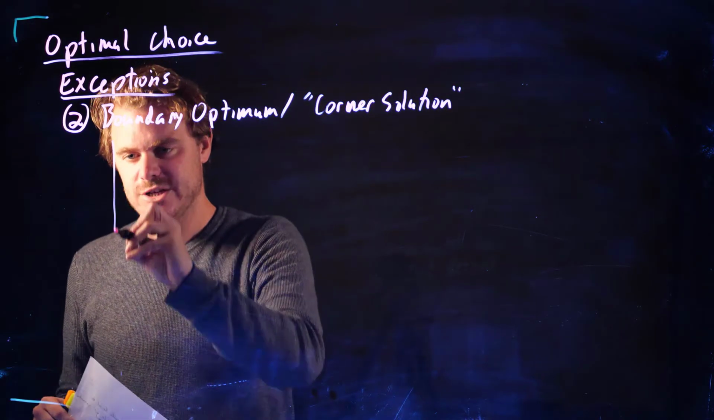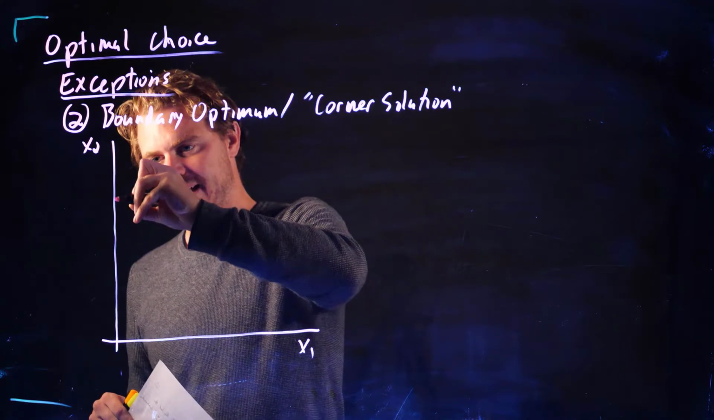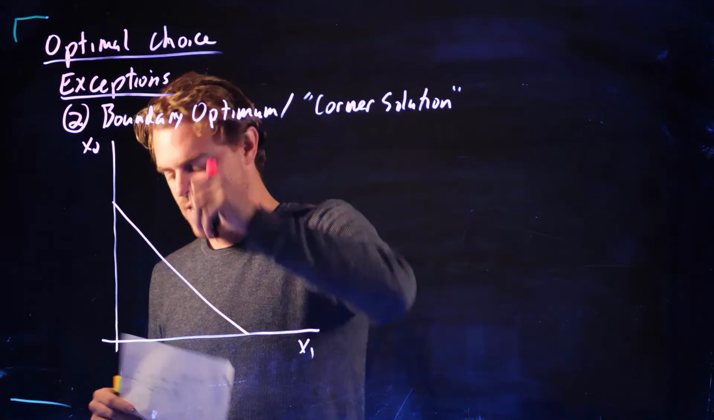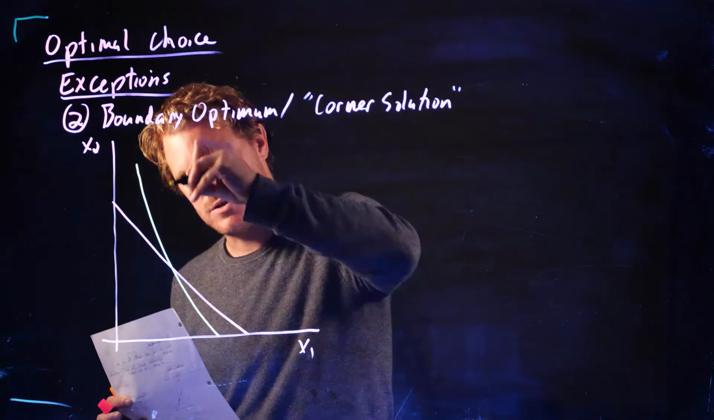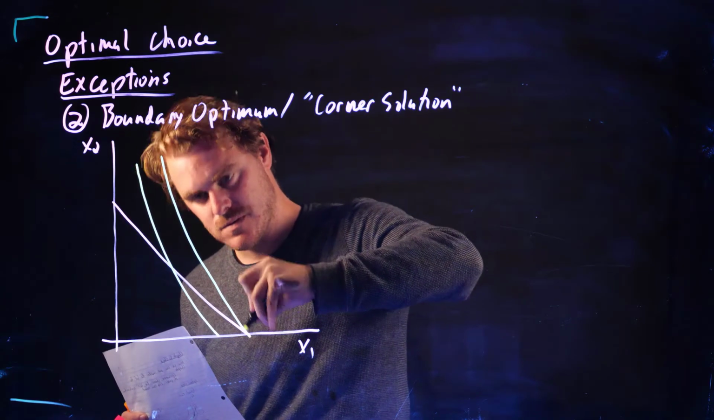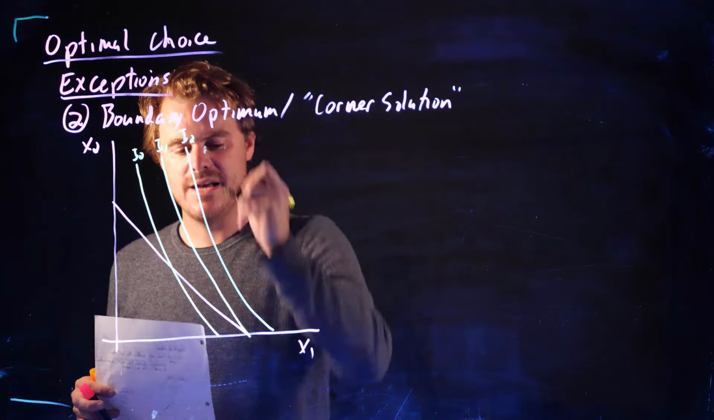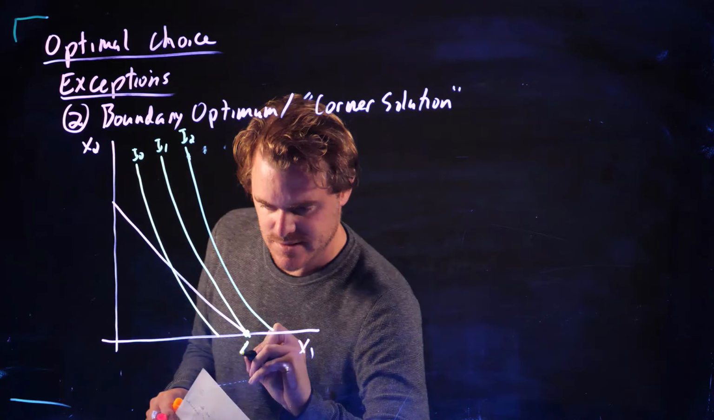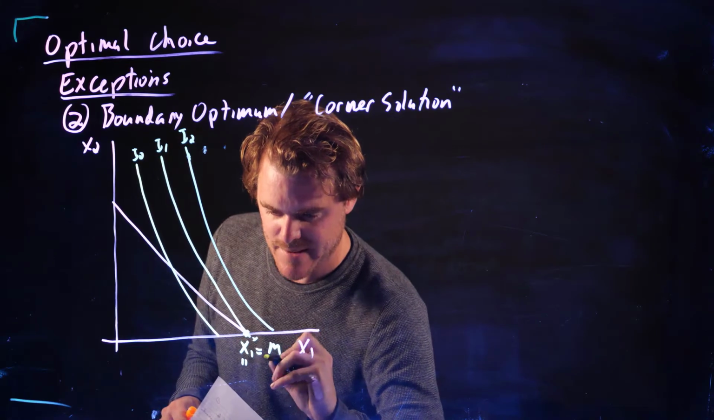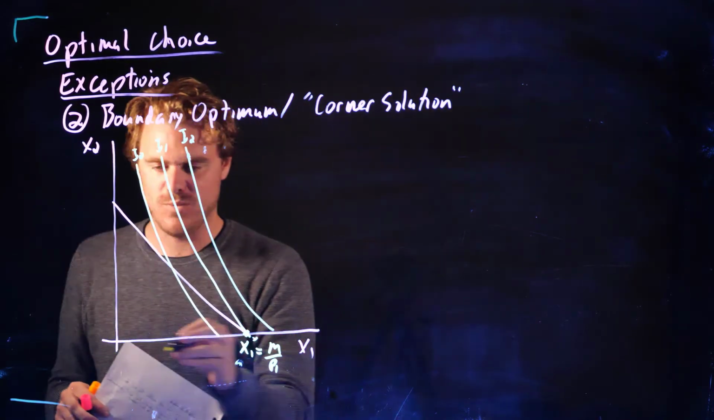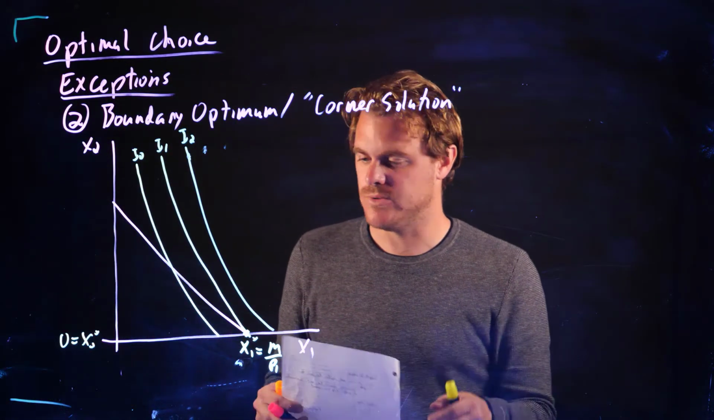And so we can draw a typical example of where this might happen. Here's amount of good 1, amount of good 2. Let's say this is our budget constraint. And then we have these indifference curves that are maybe quasi-linear. So these are our indifference curves, I0, I1, I2, and here the optimal choice is x1 star, which equals m over p1, since we're only consuming x1. x2 star equals 0 here. We're not consuming any of x2 in our optimal solution.